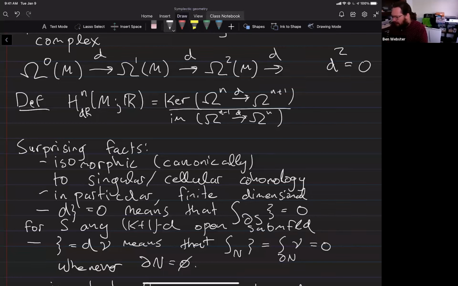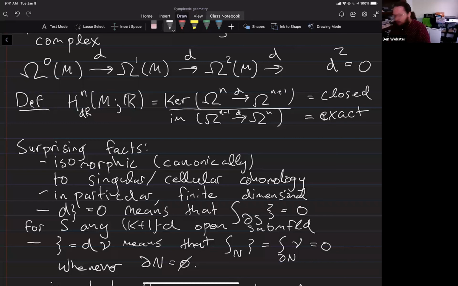You look at this complex, you look at the forms which are killed by taking this exterior derivative. So that's closed forms, and you mod out by the ones that are the image of taking exterior derivative. Those are the exact forms. The de Rham cohomology is the quotient of the closed forms by the exact forms. And again, this isn't a main topic for this course, so I'm not going to get into why any of these are true, but feel free to ask in the chat, etc.